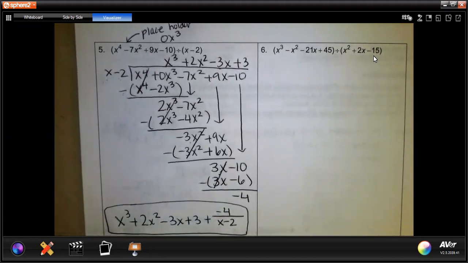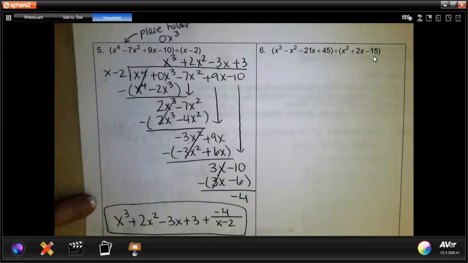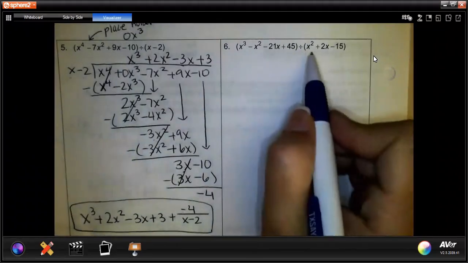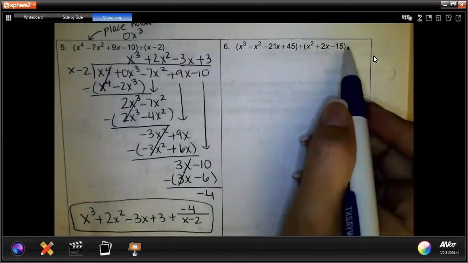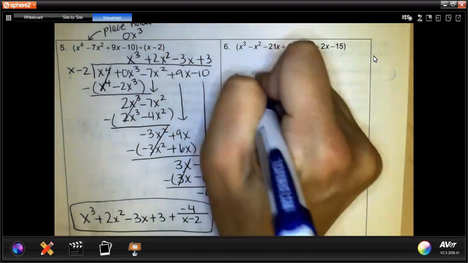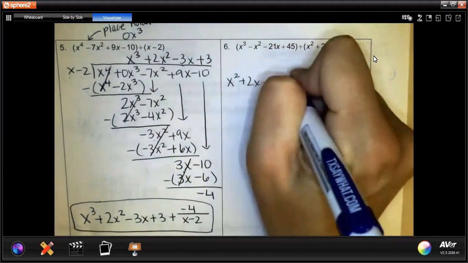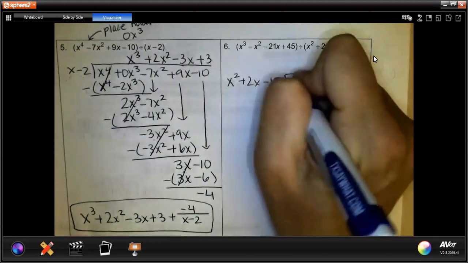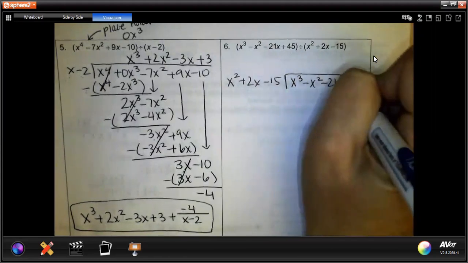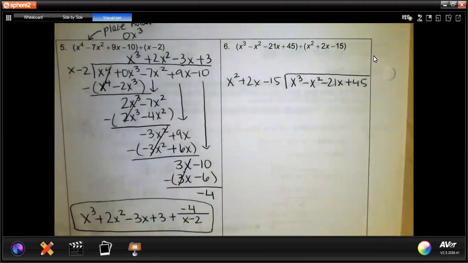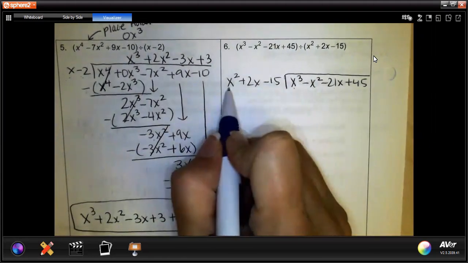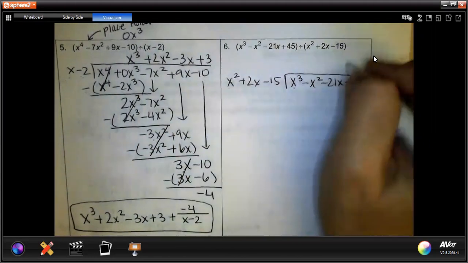All right, on number 6 here, you'll see something that looks like it's going to be harder because now we're dividing by a quadratic instead of a linear. The process again is still the same. We're going to put that polynomial on the outside, and then we're going to put the x cubed minus x squared minus 21x plus 45 on the inside. And this is actually shorter because x cubed divided by x squared is x.